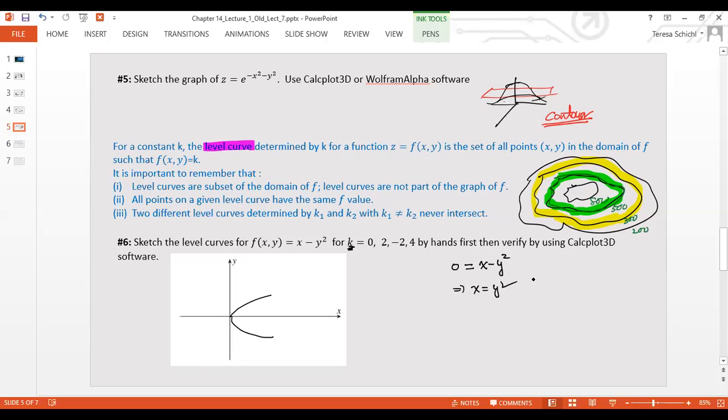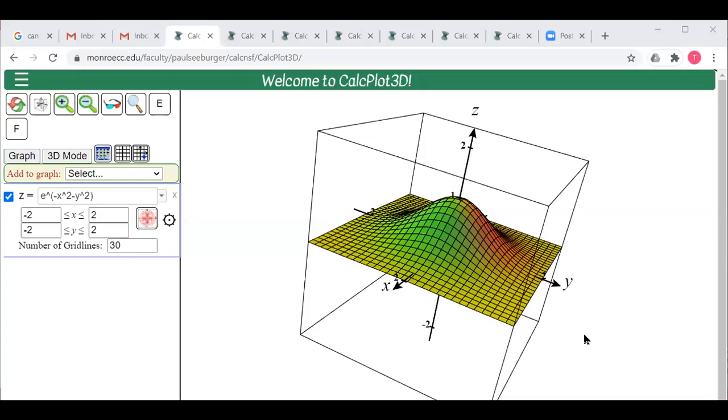Okay, so now if you set k equal to 2, you have x - y² = 2, so you have x = y² + 2, right? What does that mean? It's still a parabola, and in here you just add 2, so you will have a graph like this. So this is what we call the level curves here, right? So let's take a look. How can I use the CalcPlot3D tools to help us plot the level curves here, all right?